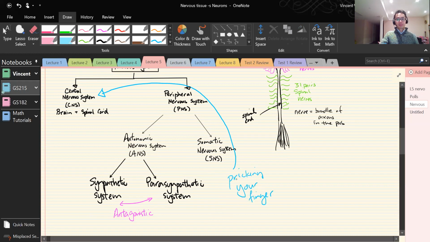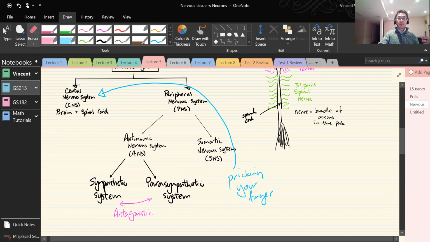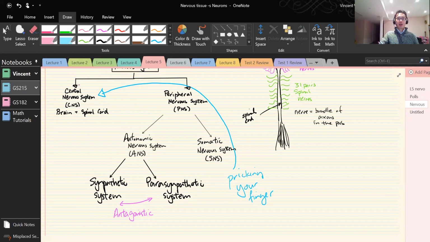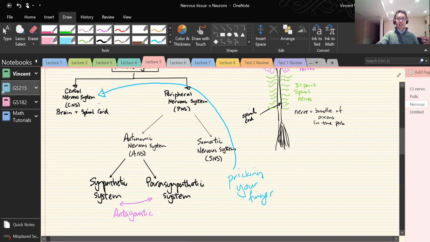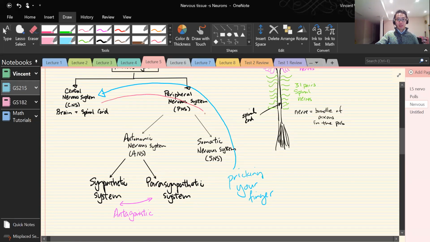Okay. And again, it begins here because that's something you have voluntary control over, right? And then the central nervous system, the interneuron, the green one, will process that information. It'll be like, oh no, we touched something sharp. We should remove our finger. And then that's going to send the signal back out, right? And then the effector is going to be your finger and you're going to move away. Make sense?